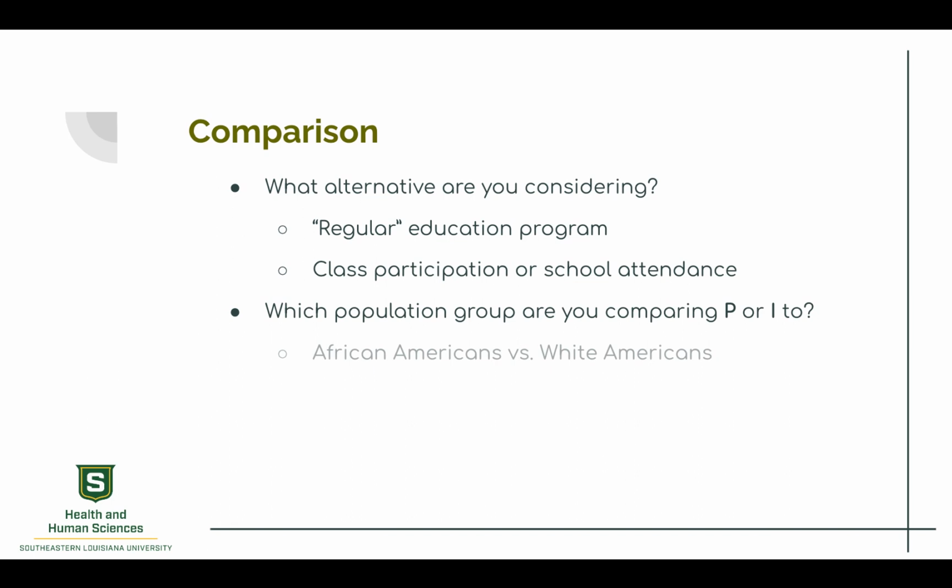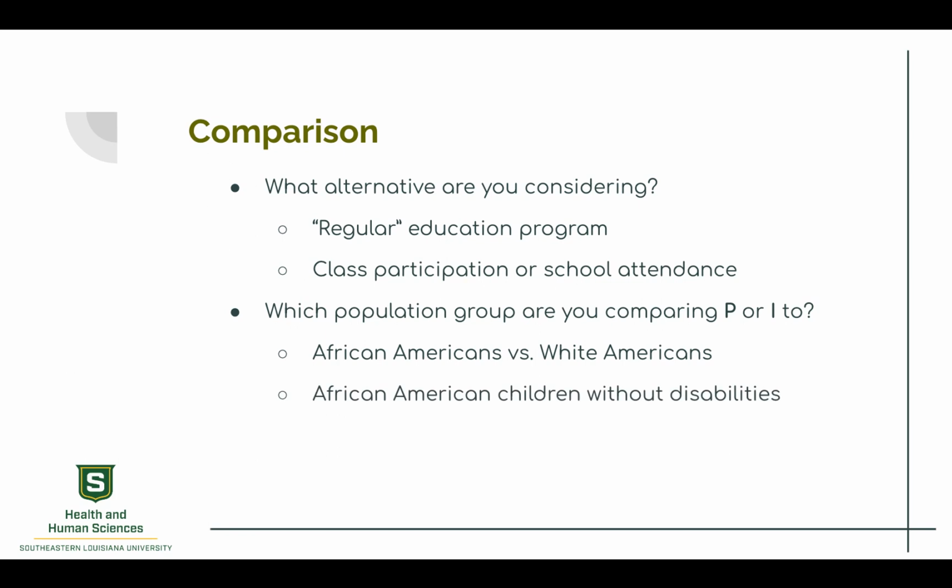For instance, you could say, what is going on with class participation between African American children with disability and white American children with disability, and what is the parents' perception of discrimination, the children experiencing discrimination. So it can actually be a comparison of your P or your I. That's how that could be.